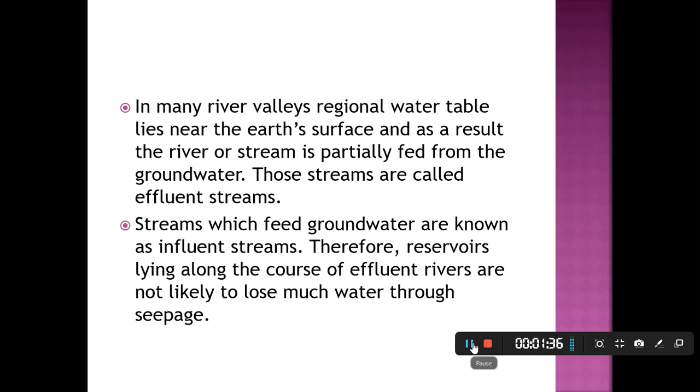In many river valleys, the regional water table lies near the earth's surface and the resulting river or stream is fed from the groundwater. Those streams are called effluent streams. Streams which feed groundwater are known as influent streams. Therefore, reservoirs lying along the course of effluent rivers are not likely to lose much water through seepage.